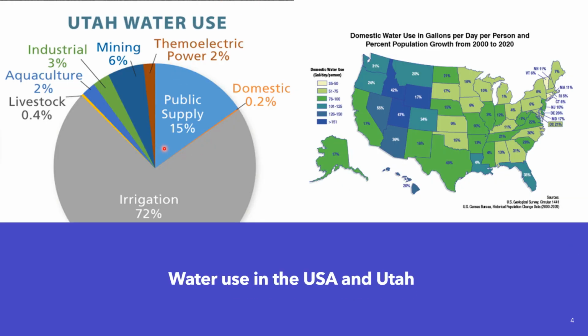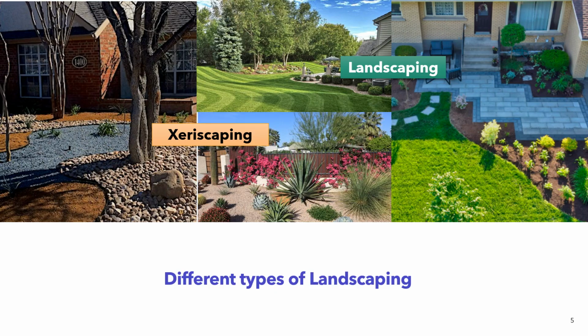Here the chart shows the portion of the water use for each sector, which is, as you can see, agriculture uses the most, and here we can see the domestic water use in gallons per day per person, and also the percent of the population growth. As you can see, Utah has been the one that used a lot of water, and also the population in this area has been increasing.